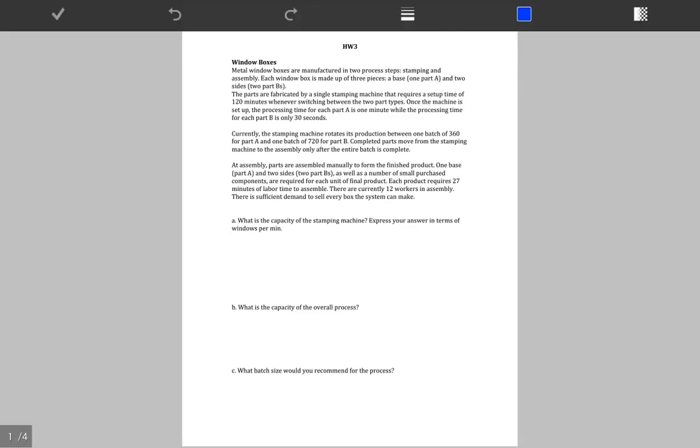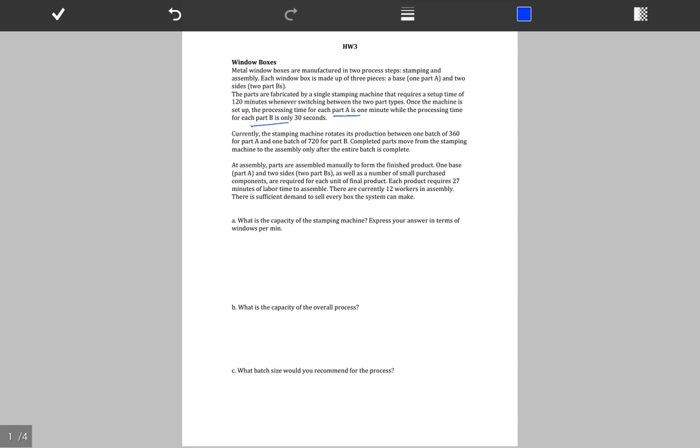Alright, time for some review questions. The first homework problem is about batching, and you can see the problem described here: we are producing window boxes, and the window boxes consist of two parts, part A and part B.